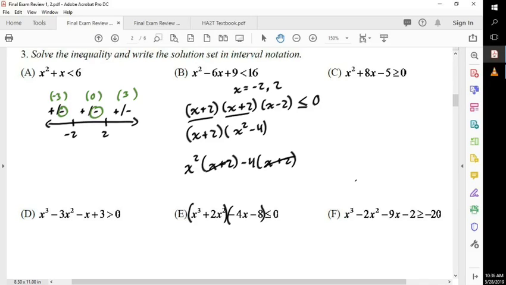Okay, now let's try the positive 3. If I plug a positive 3 into this, what do I get? Positive. Positive. And then what about this one? Positive. And what about this one? Positive. Oh, wow. That one is positive.